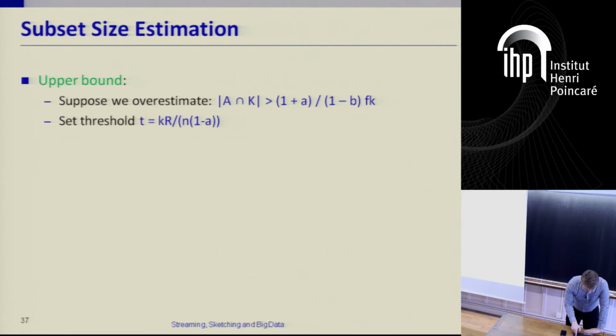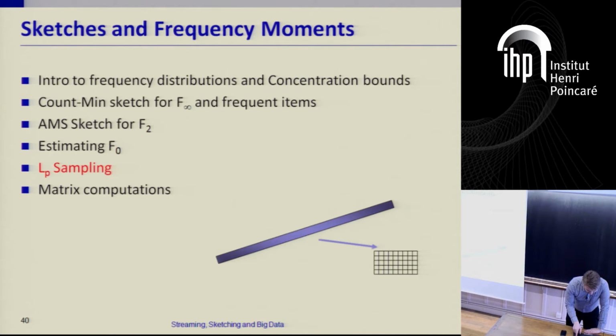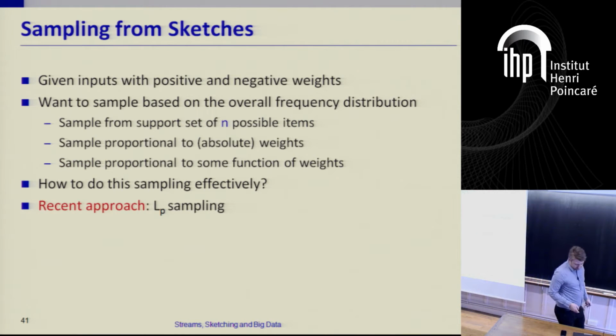So I had a few more slides on this. I'm going to skip these over in the hope of saying something a bit different. Okay, so what have we done? We've looked at sketching, we've looked at heavy hitters, frequent items, Euclidean norms, count distinct. And I'm going to look at sampling using sketches.